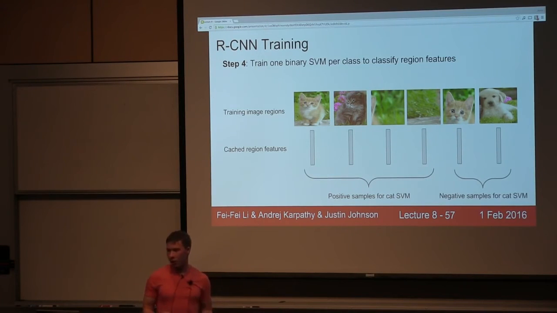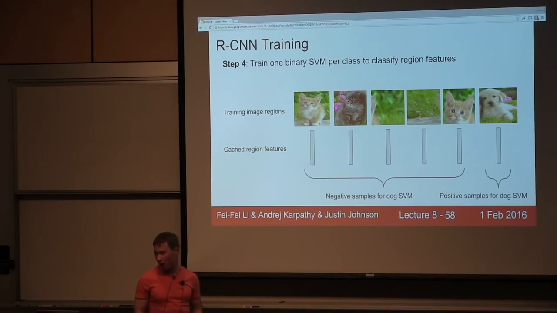Right, so this is sort of an offline process. They just use libsvm. So you have these features. Those aren't positive samples for a cat SVM. That doesn't make any sense. Right, but you get the idea. You have these different image regions, you have these features that you've saved to disk for those regions, and then you divide them into positive and negative samples for each class, and you just train these binary SVMs. So you do this for cat. You do the same thing for dog. And you just do this for every class in your data set.